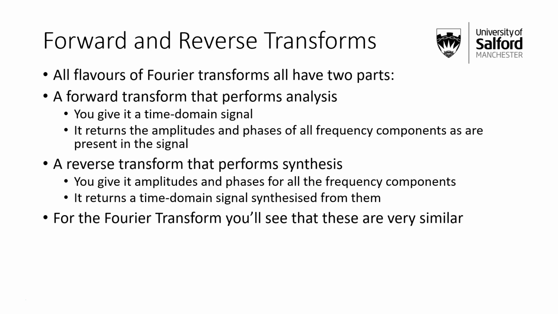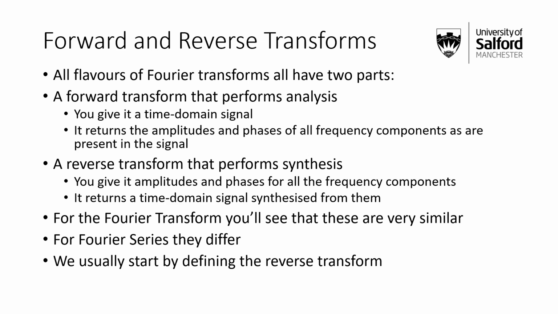For the Fourier transform, you'll see that these two operations are very similar when we talk about them in part 8, but for Fourier series they differ. What we usually do is start by looking at the reverse transform and defining that, and then we will talk about how you might find the equivalent forward transform and the equivalent amplitudes and phases from a signal. It's usually easier to synthesize a signal from frequency components than it is the other way around. So let's have a look at the reverse transform.